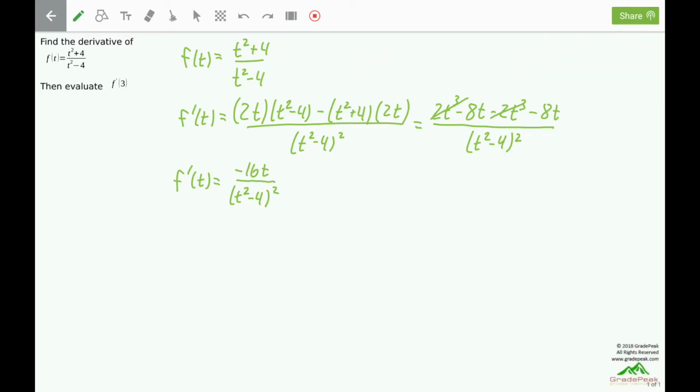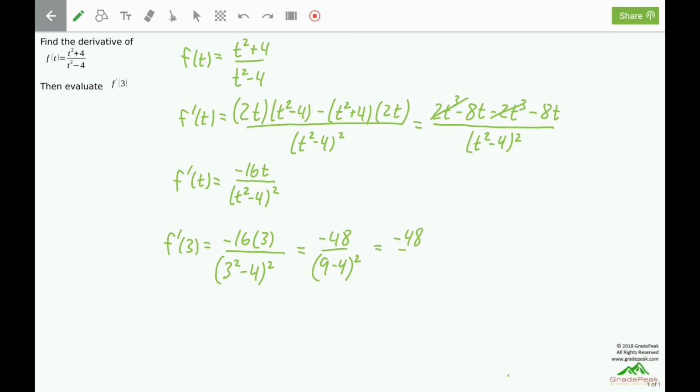The next thing we need to do is evaluate f prime of 3. So f prime of 3 will be negative 16 times 3, plug a 3 in for all of the t's, over (3 squared minus 4) quantity squared. In the numerator, negative 16 times 3 will be a negative 48. In the denominator, 3 squared is a 9, and then minus 4 quantity squared.